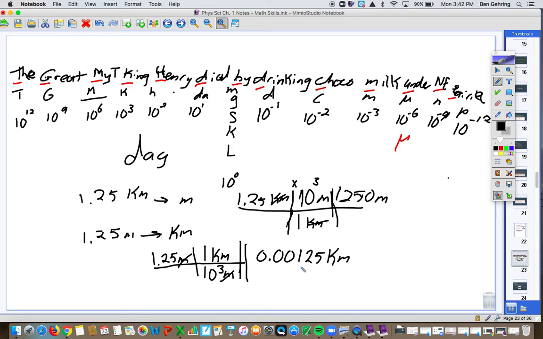If you are going from a big unit, such as kilometers, to a smaller unit, such as meters, you are going to multiply by your total number. If you are going from a small unit to a big unit, you are going to divide by that same number. Okay, so that is going to be your math skills there, multiplying and dividing by those numbers.